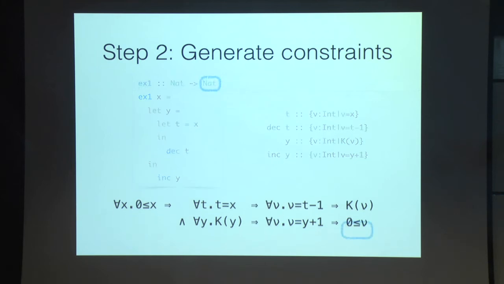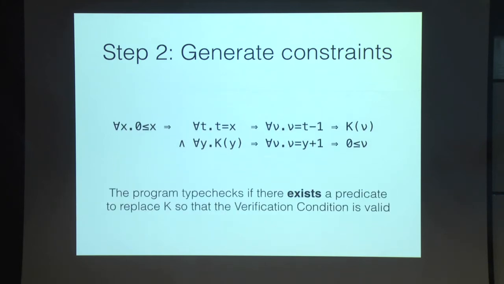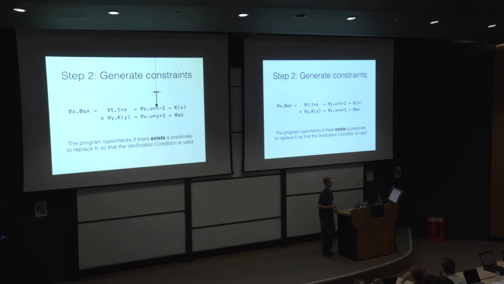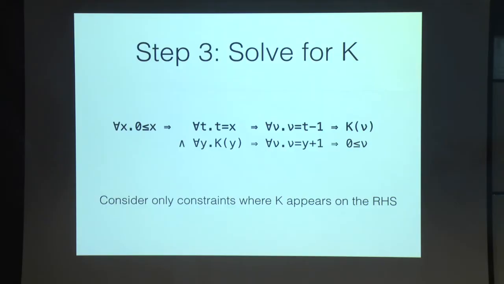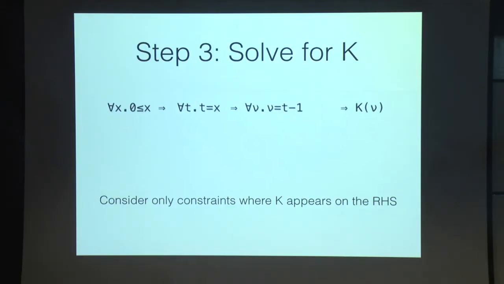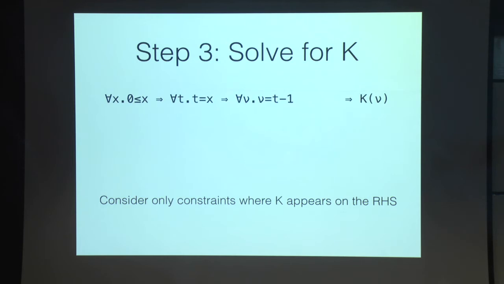So now that we have this constraint, the program is safe if there exists some predicate that we could replace k with that would make this formula valid. So let's solve for k. First, we're going to only look at the first line, the one where k is on the right-hand side, and solve for k just with that line.